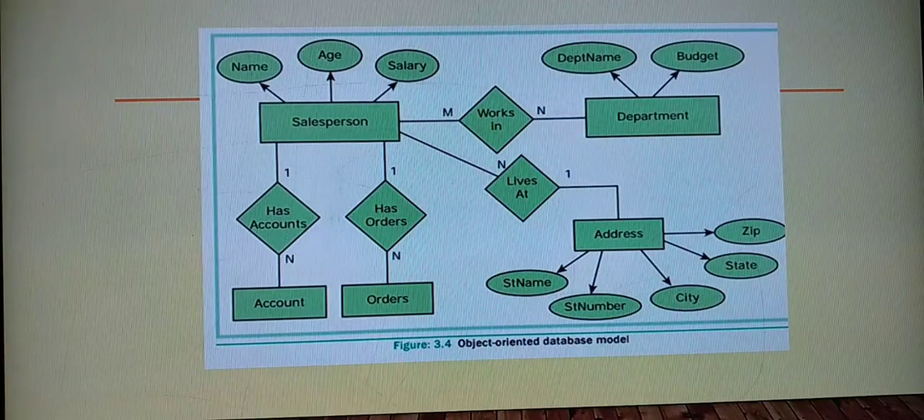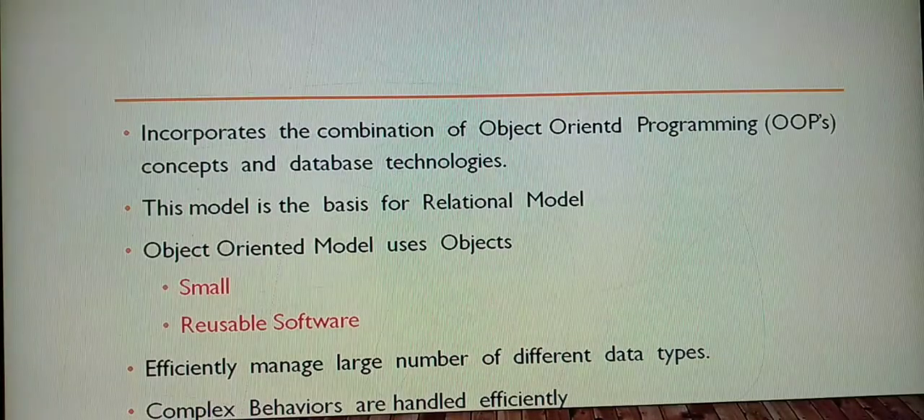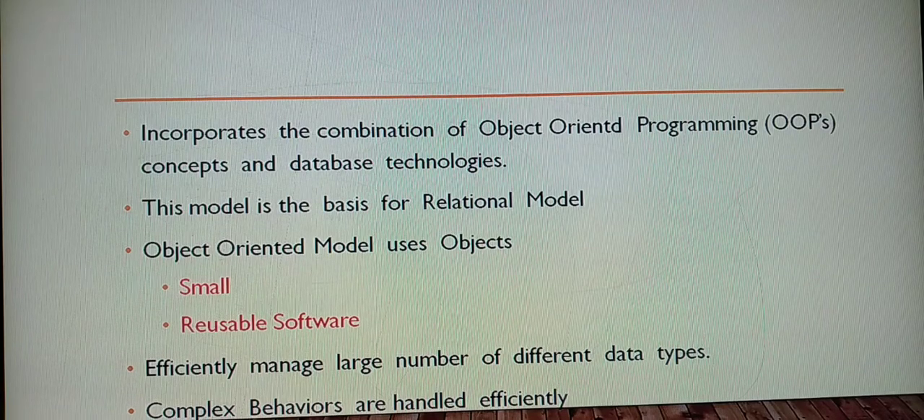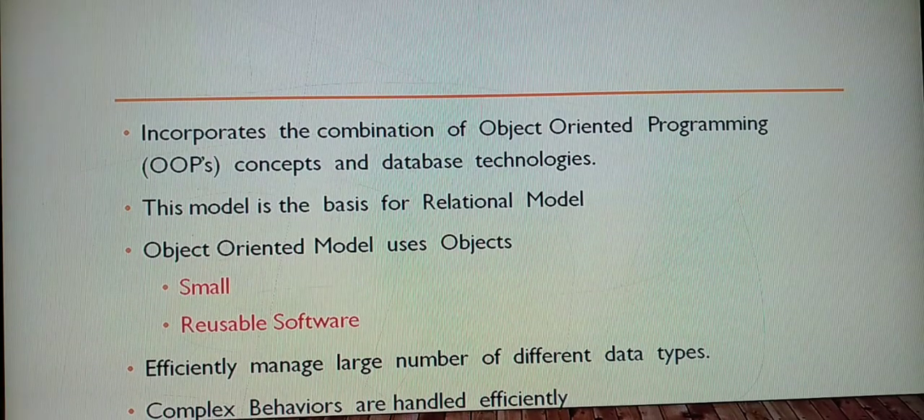And next it is your object oriented database model. In this model, it is mainly based upon the objects that are available. The first point you have to write is that it incorporates the combination of object oriented programming concepts and database technology. That is, it has the combination of two concepts: your OOPS concept and your database technology concept. The next point is that this model is the basis for the relational model.